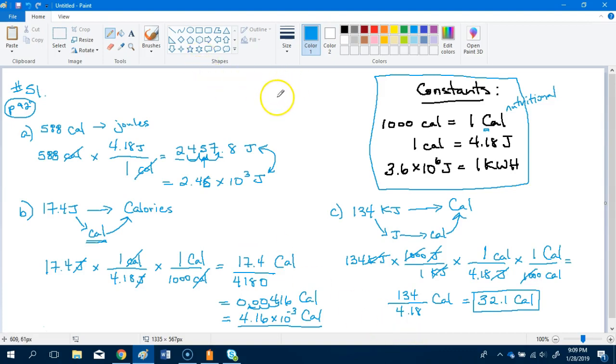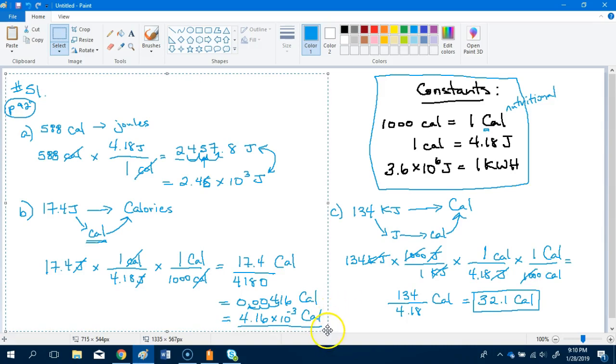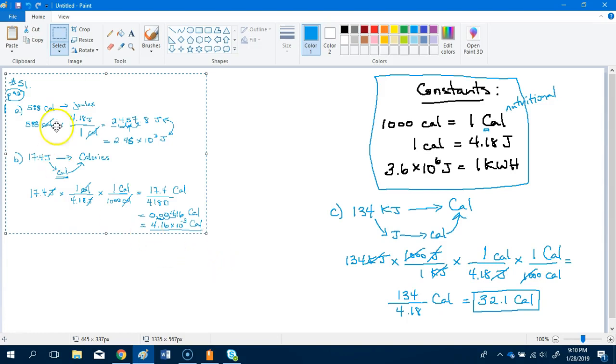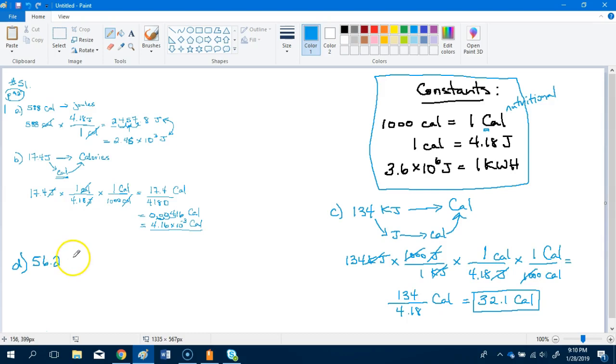Okay, I need to do the very last one, which is D. And I need to find some room here. So what I'm going to do is I'm just going to take that little bit and I'm going to shrink it a little bit so you can still see it. And then I'll do question D here. Question D is 56.2 nutritional calories converted to joules.